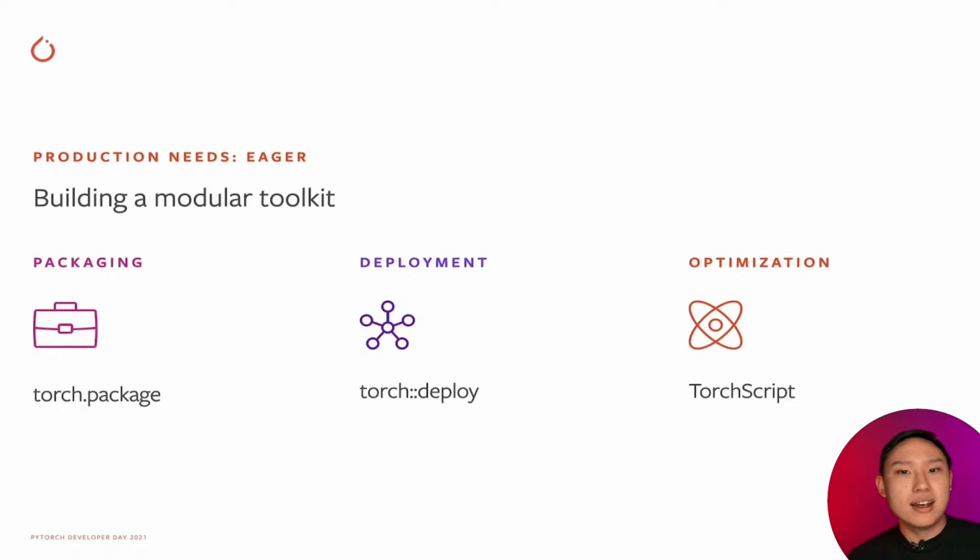As a result, we decided to unbundle these components into a modular toolkit for research to production. So for packaging, we have Torch Package, which is a Python native packaging format that allows you to take arbitrary Python data and code and put it in a hermetic and reproducible container. We have Torch Deploy, which lets you run an eager process from a variety of production contexts. And for optimization, TorchScript isn't going anywhere. You can still use TorchScript to optimize the parts of your model that you need to.